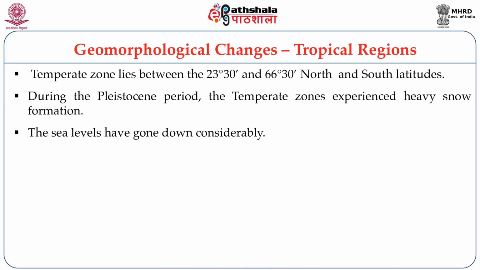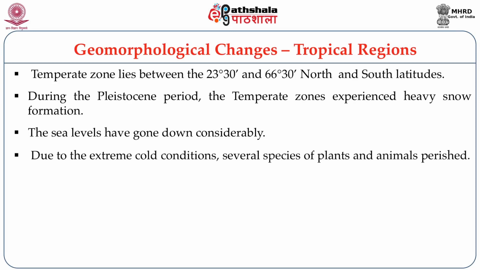And because of that, since a large amount of water was getting locked up in the temperate zones, the sea levels have gone down considerably, and more land was exposed during the Pleistocene period. So due to these extreme cold conditions, several species of plants and animals perished. The animals and plants which could not adapt to the changed conditions of these cold climatic conditions have perished.